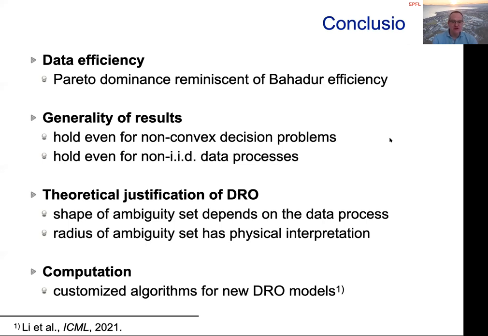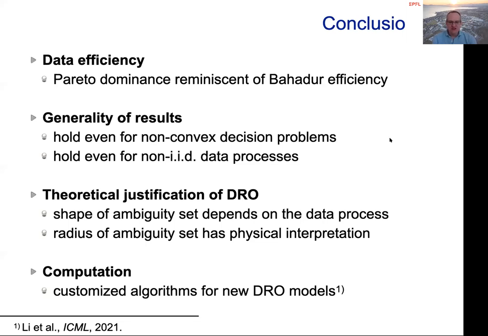And so the shape of the ambiguity set depends on the data process. Basically, we establish a connection that allows you to determine, if you know the structure of your data generating process, the best ambiguity set for that particular structure. Many ambiguity sets have been proposed in the literature, and there's always been debate about which one should be better than others. This is an attempt to bring some order into this zoo of different ambiguity sets, at least some criterion by which you could choose an ambiguity set in a particular decision-making situation. And the radius of the ambiguity set has a nice physical interpretation.